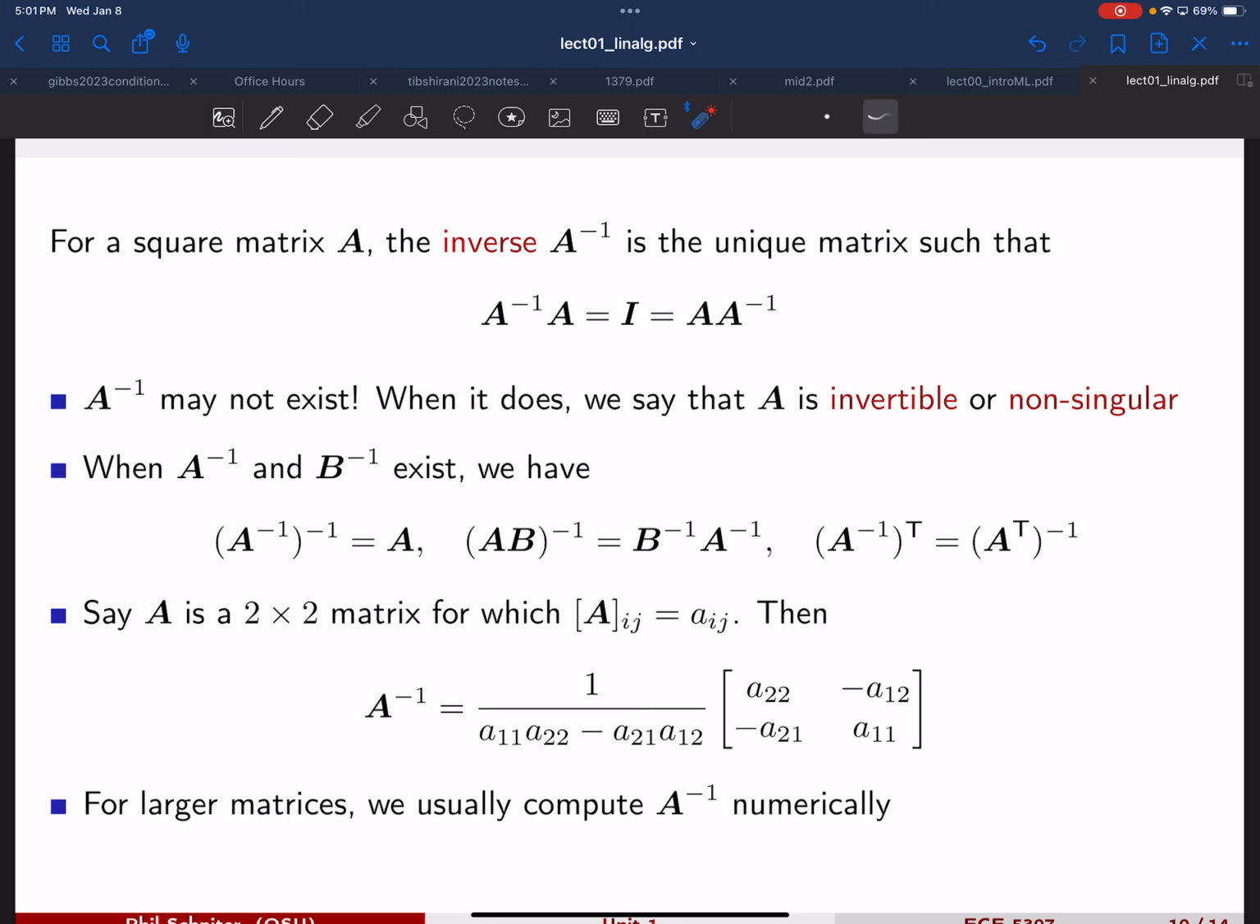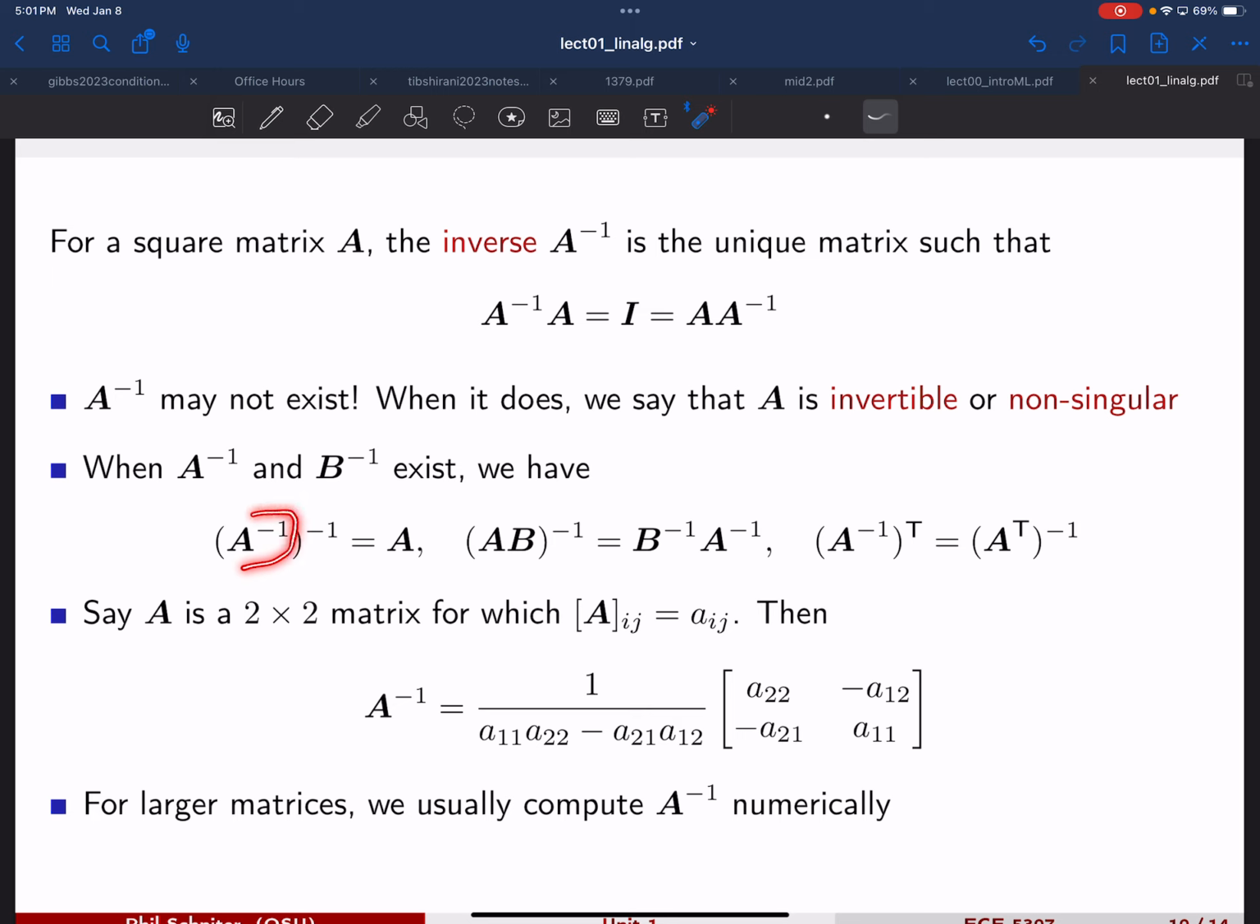Okay. So if the inverse does exist, we say that A is invertible, or sometimes we'll say it's non-singular. If the inverse doesn't exist, we could say it's singular. Okay, so let's assume that the inverse of A exists.